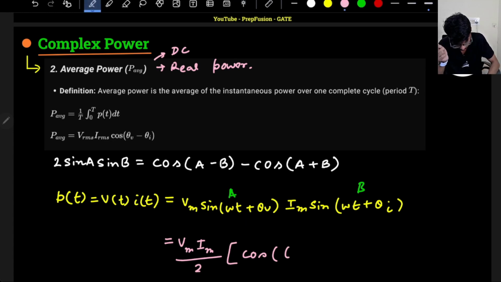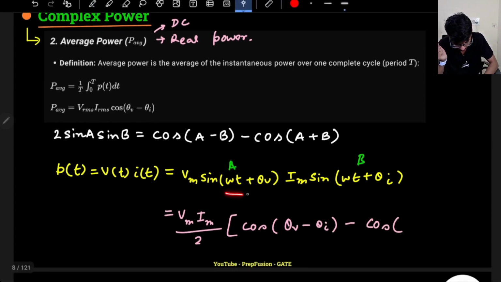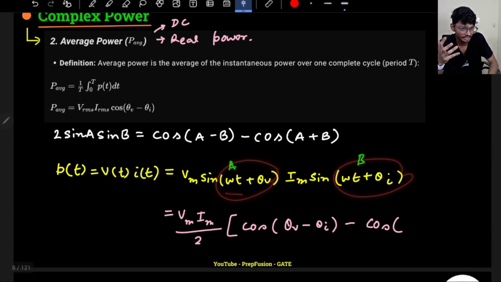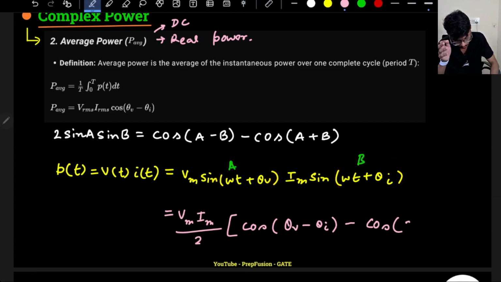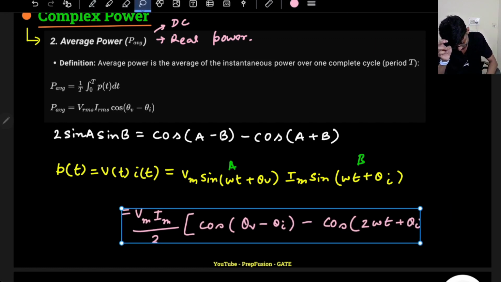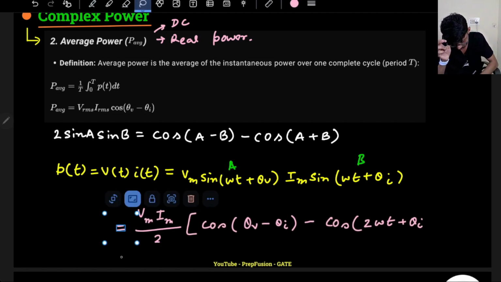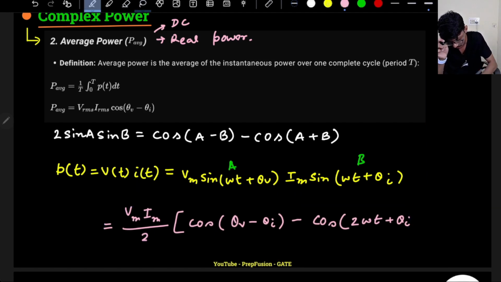So ultimately it comes out to be cos(theta V minus theta I) minus cos(A plus B). What is cos(A plus B)? A is omega t plus theta V, B is omega t plus theta I. So it will be cos(2 omega t plus theta V plus theta I). Okay.